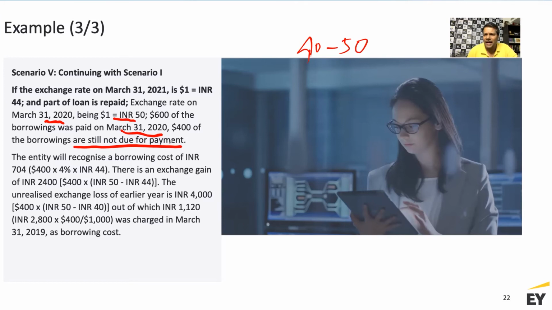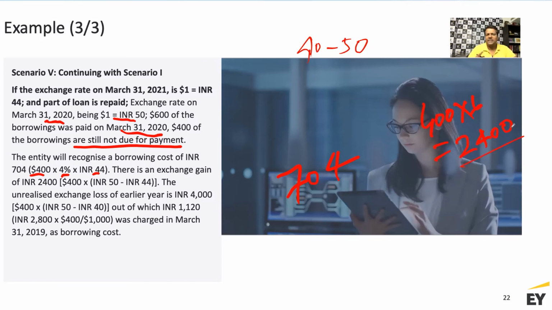The entity will recognize a borrowing cost of INR 704, which is on $400 at the rate of 4% at the rate of INR 44, which is the actual interest cost which I am going to pay in relation to the outstanding amount of loan, which is $400 at 4% multiplied with 44 rupees to a dollar. That comes to 704, right? There is an exchange gain now on this $400 at the rate of 6. There is an exchange gain of 2400. 400 multiplied by 6, which is 2400, is my exchange gain, right?